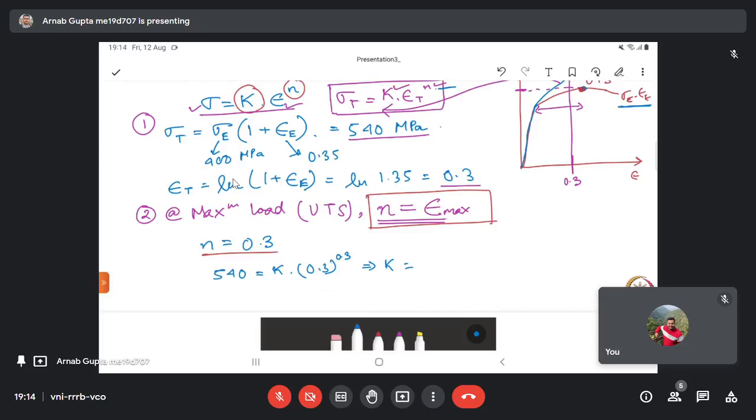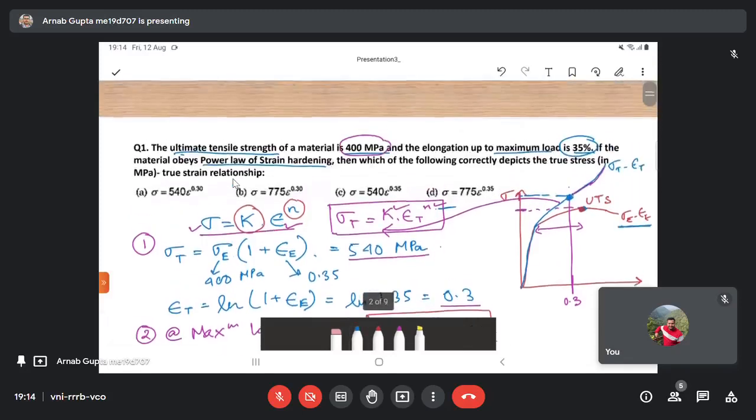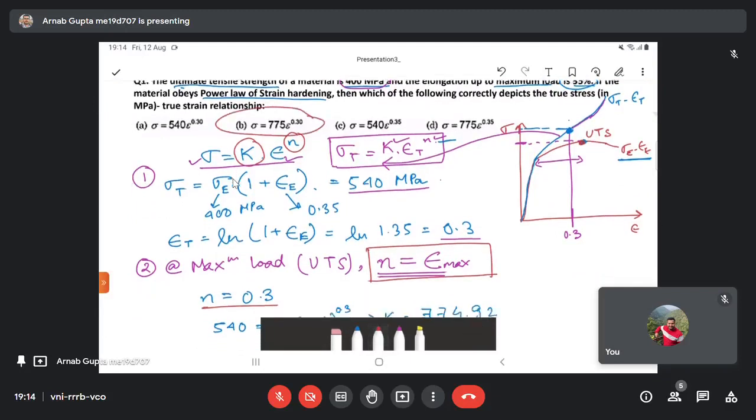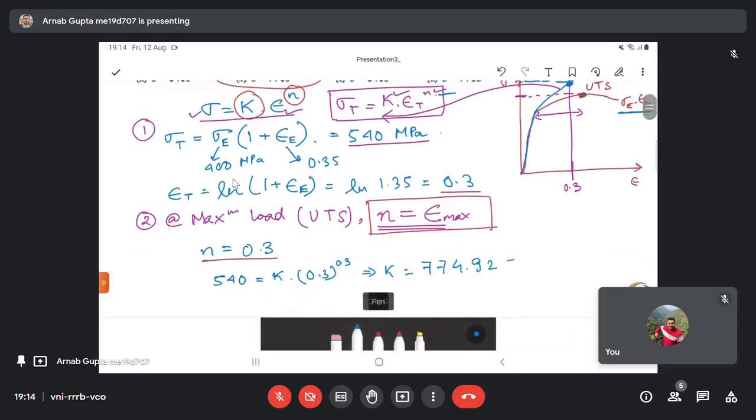It's coming around 774.90. So which option is it matching? We have option B here, this one. So it's approximately equal to 775 ampere. Hence it's option B.